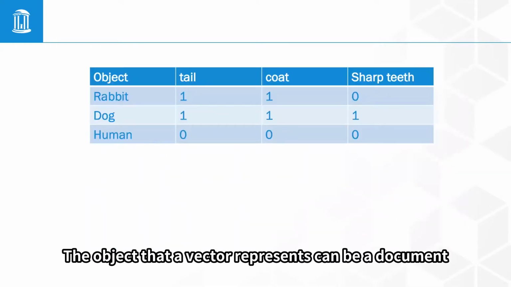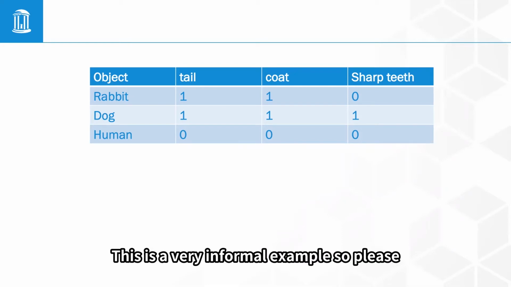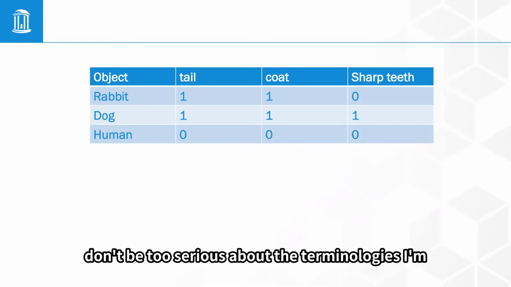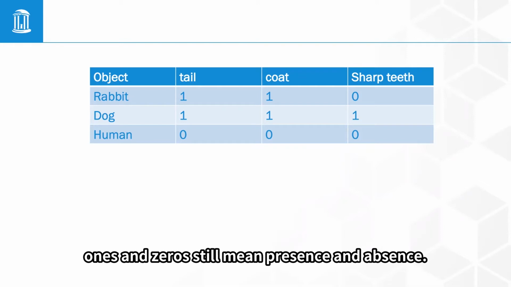The object that a vector represents can be a document or something else. For example, we have three objects: rabbit, dog, and human. This is a very informal example, so please don't be too serious about the terminologies I'm using. Well, ones and zeros still mean presence and absence.